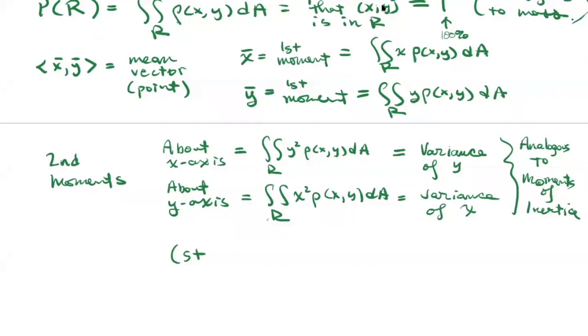Okay, so the variances are the moments of inertia in probability theory. And standard deviation from statistics, super important. Standard deviation is the square root of variance. I'll just say symbol. Okay, and so that's all from statistics.